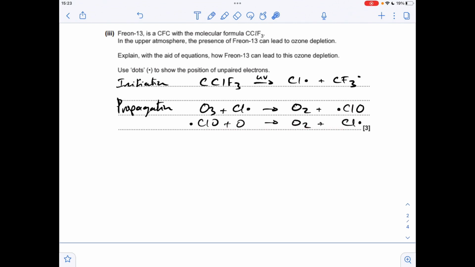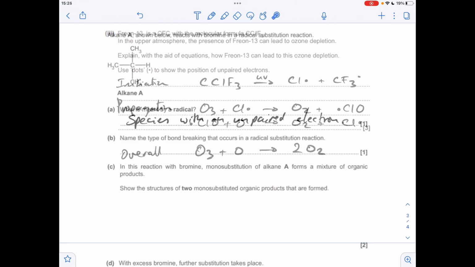Now, it wasn't required for the question, but I'm just going to show you the overall equation for those 2 propagation steps. So we get this equation here, O3 plus O gives 2O2. So you can see that the O3, the ozone, is being broken down, being depleted. Moving on to the next question.